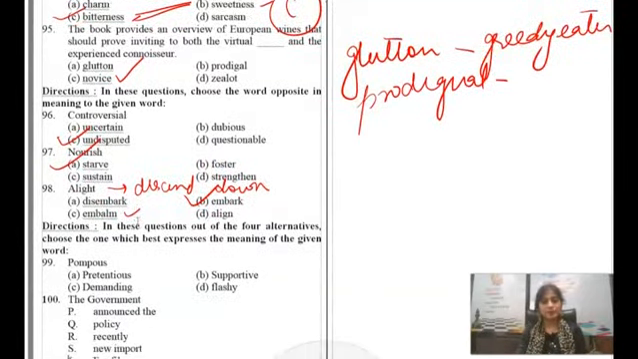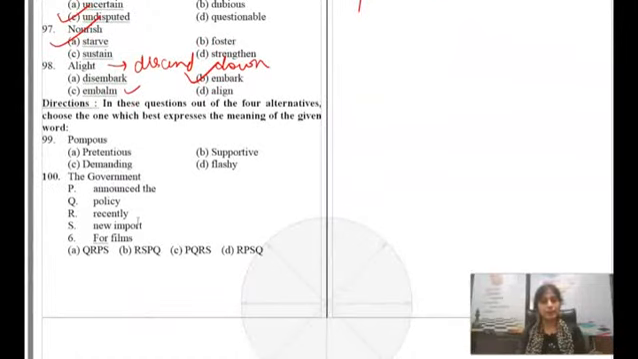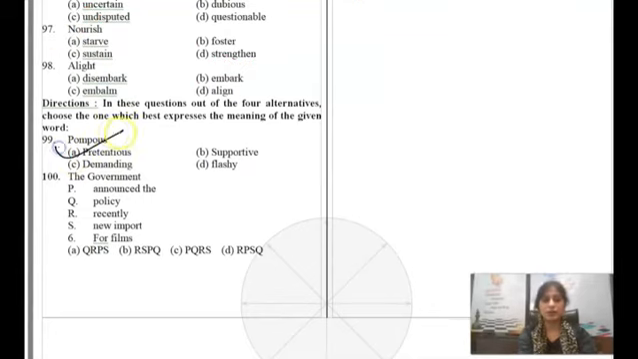Next comes the next question. Again, it states that there are 4 alternatives. Choose the one which best expresses the meaning. So pompous, you all know what pompous is. That is pretentious. Pompous, as the name suggests, means a person who overexpresses himself. That is pretentious. So the final answer is A, that is pretentious.